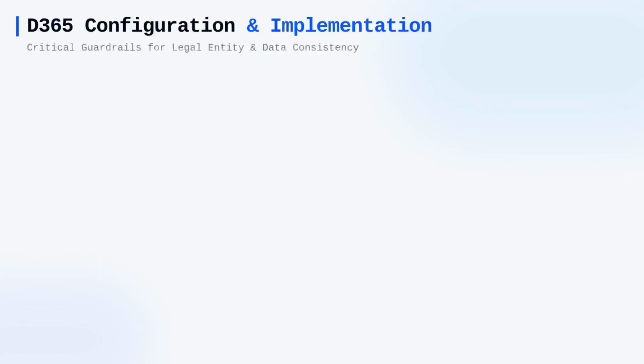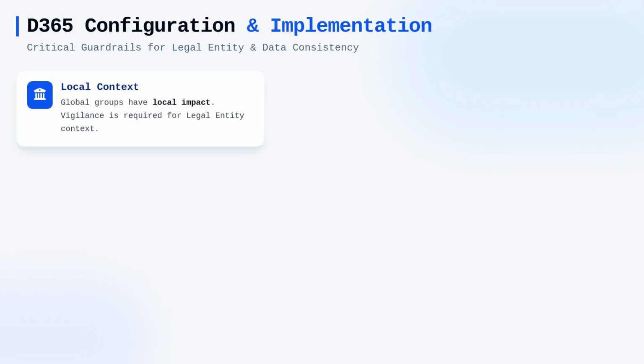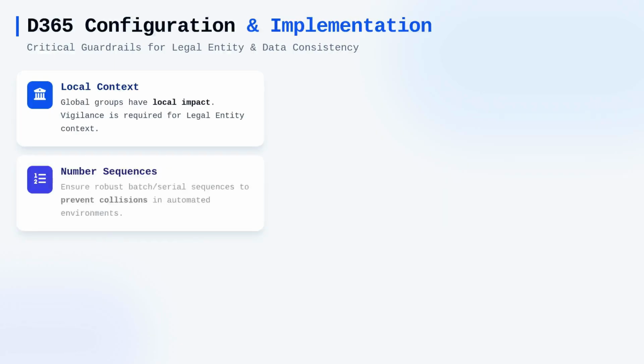When we transition to the actual configuration within Dynamics 365, we must remain vigilant regarding the legal entity context and data consistency. Many of the groups we have discussed are global or shared, but their impact is local to the legal entity where they are applied. Administrators must ensure that number sequences for batches and serial numbers are robust enough to prevent collisions, especially if you move toward a highly automated environment where batch jobs manage inventory updates.